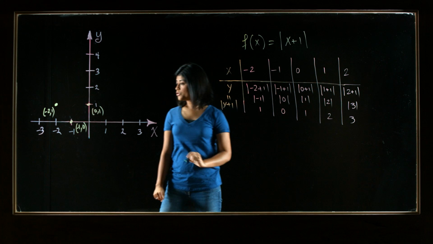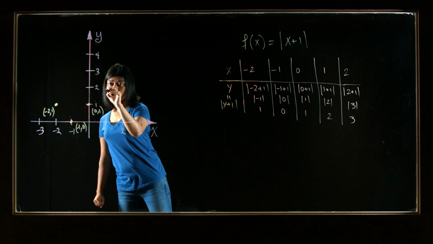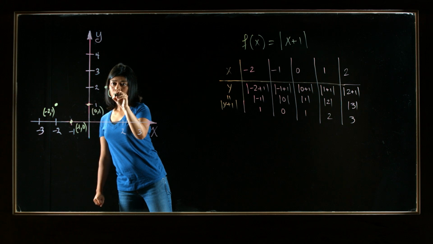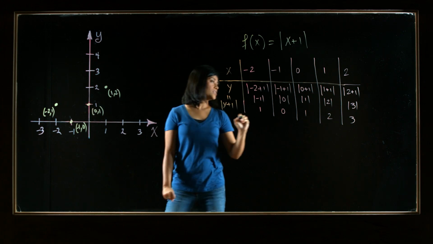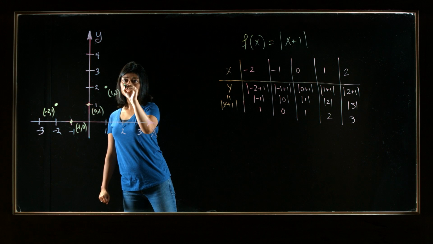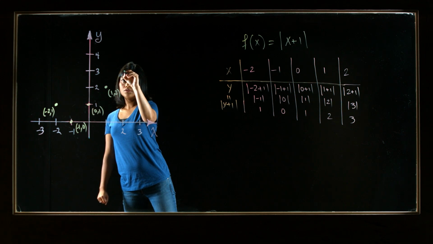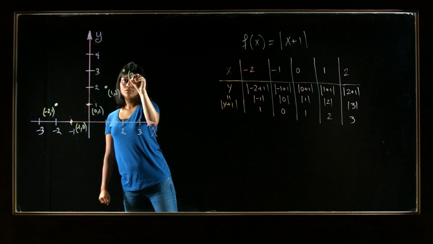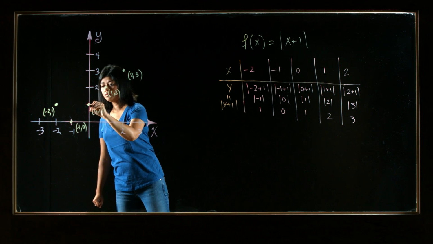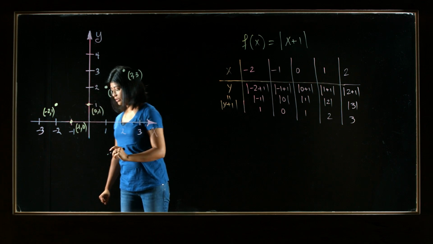Next one is 1 comma 2. So, 1 and 2. And the last point is 2 comma 3. So, 2 and 3. So, we have 5 points. We just have to join them.